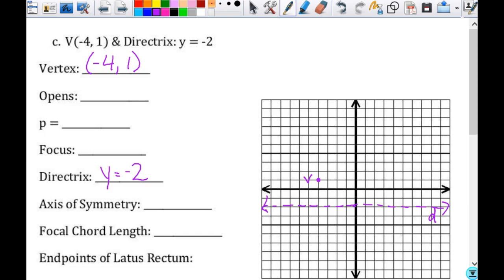That is a negative. No, that is a -2. Did you do that right? Why do I feel like that's wrong? Okay. All right. Everybody good so far?